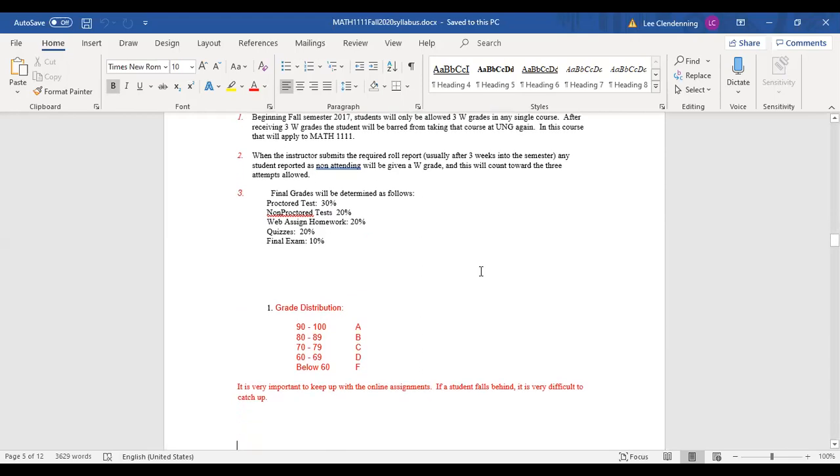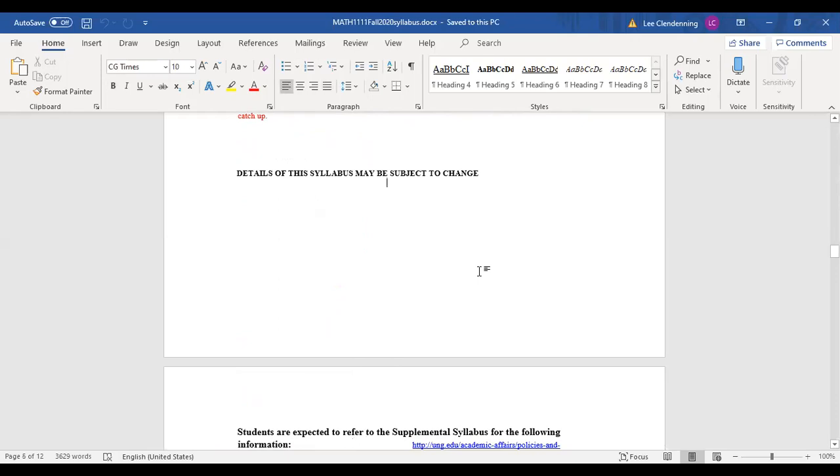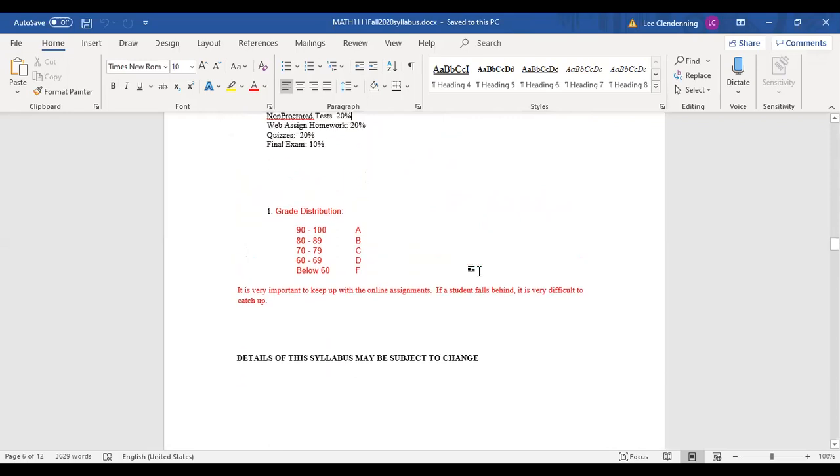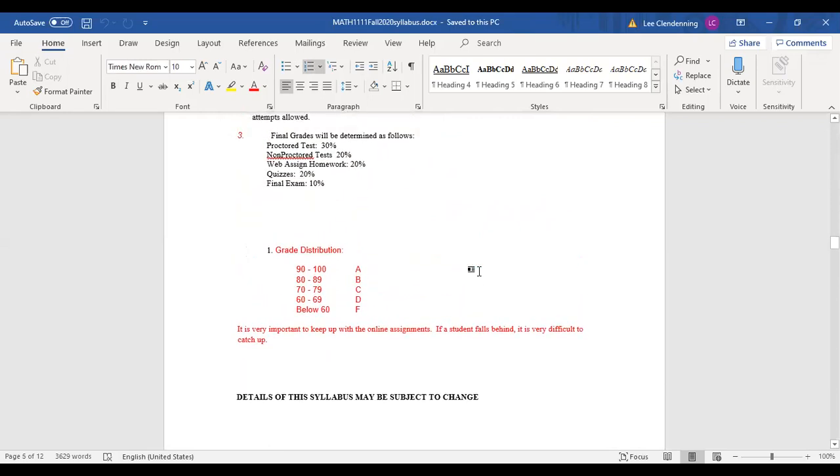The grade categories for this semester: there will be a proctored test. I cannot tell you which one it is at the moment because I've got to schedule things. There will be non-proctored tests, WebAssign homework, quizzes, and a final exam. And if there's any bright spot to taking things online, for 32 years I've had to count the final exam in every math class I've taught between 25 and 33%, a quarter to a third. But this semester only, because the final exam is non-proctored, they're lowering it to about 10%.